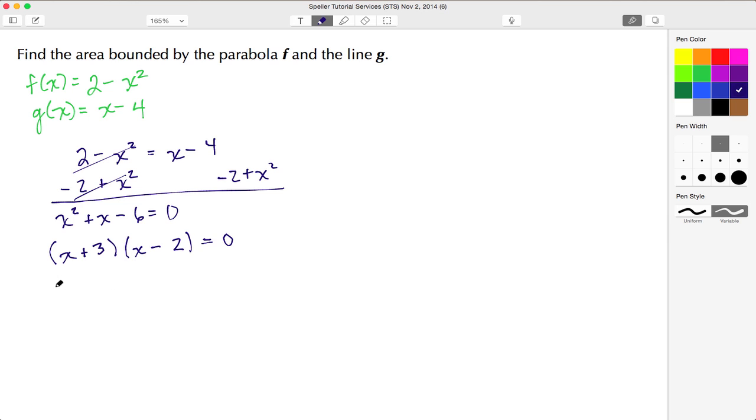Now that I have my two factors, I need to set each factor equal to 0. So x plus 3 equals 0, so that tells me x is equal to negative 3. And x minus 2 equals 0, so that tells me x is equal to a positive 2. So now I have the boundaries or the limits that I need to place on my integral.